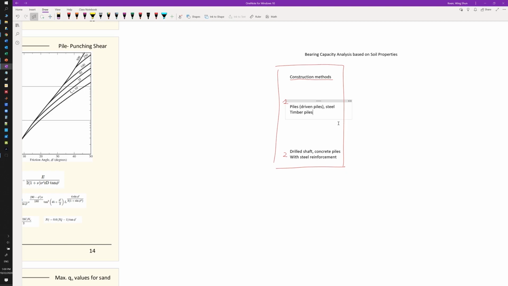So for the driven piles, you don't alter the ground. You directly punch in the piles, so you drive the piles into the ground. But for the drilled shaft, you will have a pilot hole first. So you will do the drilling, and then you have the pilot holes, and then you will put in your reinforcements, and then you will put in the concrete.